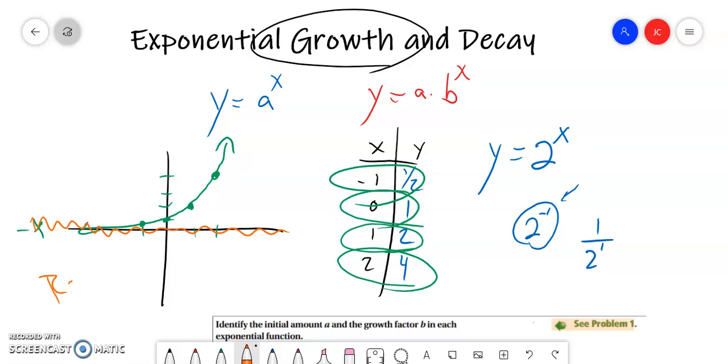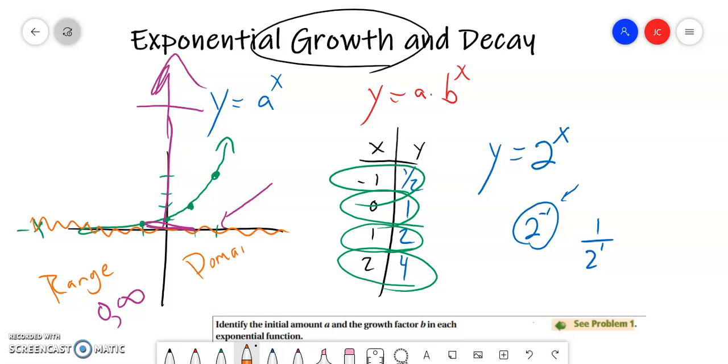So our range on this one would be, remember, range is just all of the y values, right? So this one actually goes from 0, all the way up to positive infinity. What do you think about the domain? Can it be all x values? Well, it turns out, yes, we can plug in anything for x. We are not restricted at all. So we can have all of the negative x values, all the way to negative infinity, and all the way up to positive infinity.